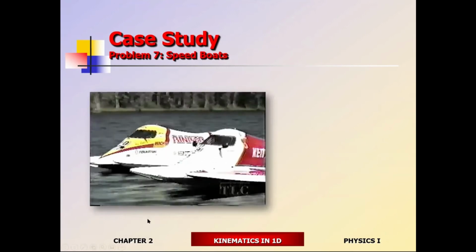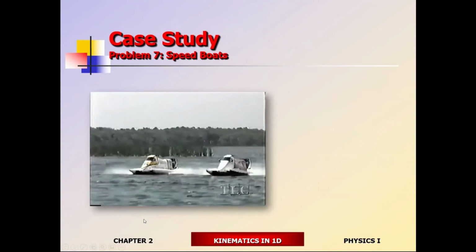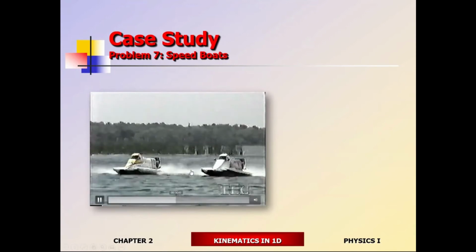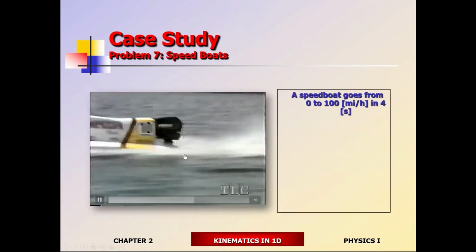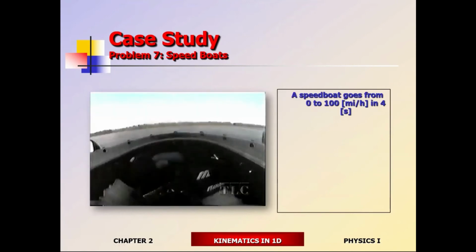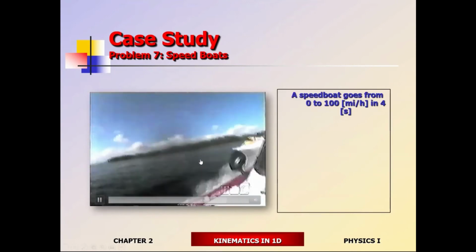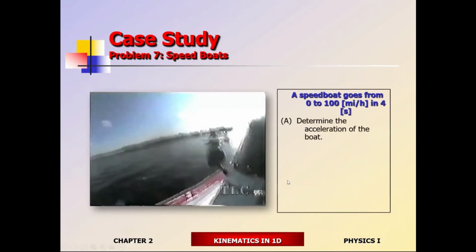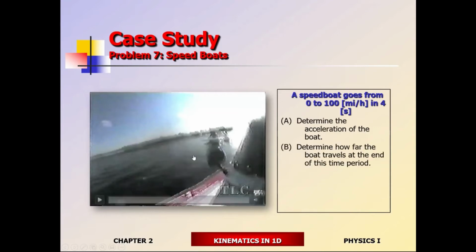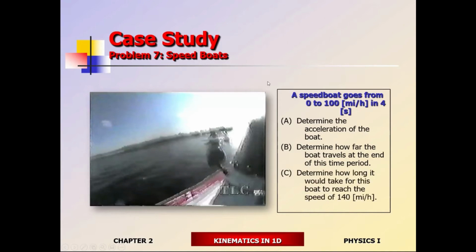All right. Let's turn this into a problem. Inshore racing. These are Formula One powerboats. Just 17 feet long, they accelerate from 0 to 100 in less than 4 seconds. All right, so 0 to 100, less than 4 seconds. Top speed, 140 miles per hour. All right, so determine the acceleration and determine how far they travel while reaching that final speed, 100 miles per hour. Part C, I'm going to skip.